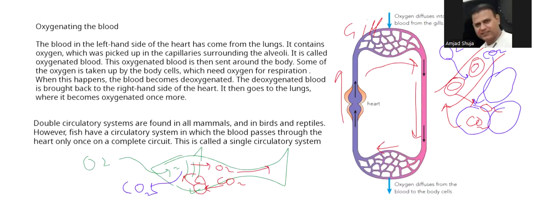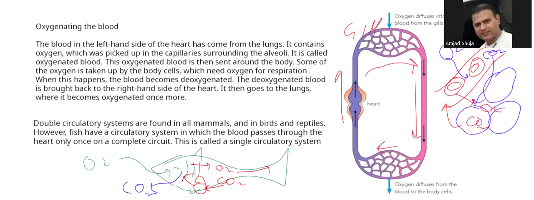Carbon dioxide moved out in the water and is removed from the body of the fish. And this circuit goes on and on. So in this way, in the fish, there is a single circuit circulation because the blood enters the heart just once in this one circulation. So the fish has a single circuit of circulation, but the mammals have double circuit circulation.